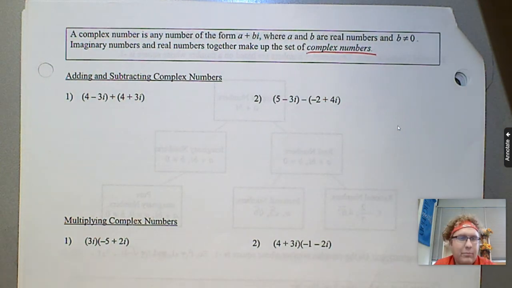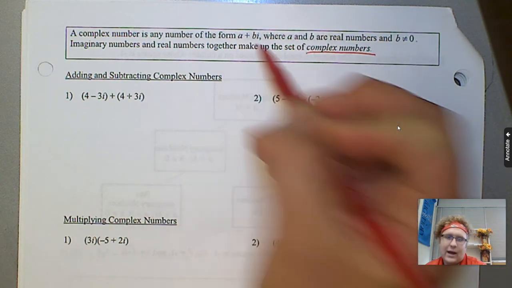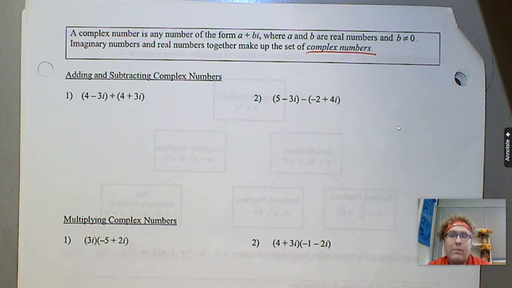Okay, so it says a complex number is any number in the form of a plus bi, where a and b are real numbers, such that b is not equal to zero. So if you had b equal to zero, well, then it's 0 times i. It's just a real number now because there's no imaginary part to that number. So what we're going to do is add, subtract, and multiply these numbers just like we did with polynomials. And you're going to find that it's kind of like just combining like terms.